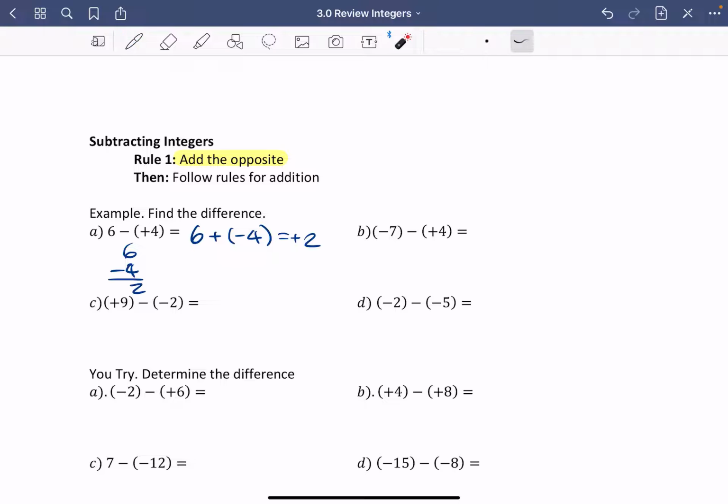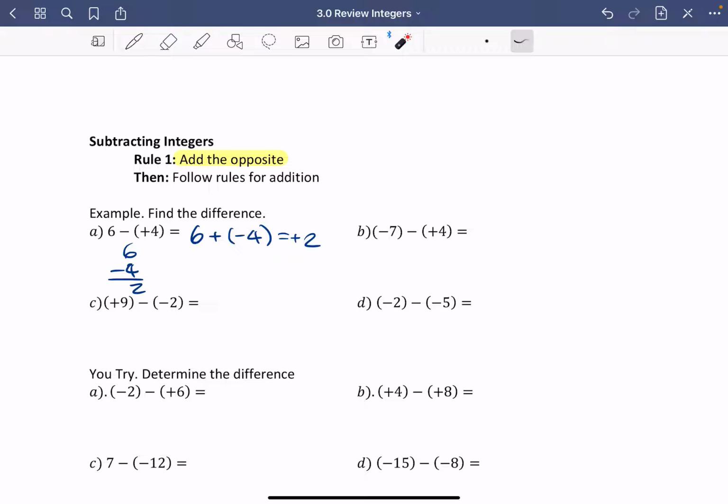Okay. And another way without following this rule is to look at the double sign directly. So minus plus will be minus. So this one will be 6 minus 4, which is 2.